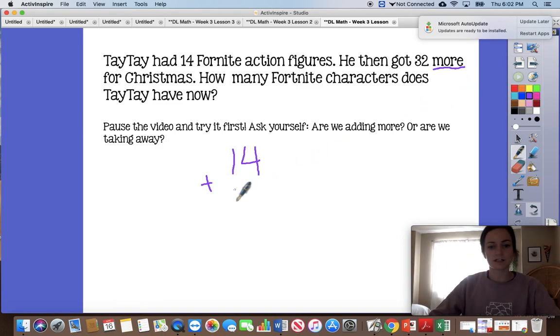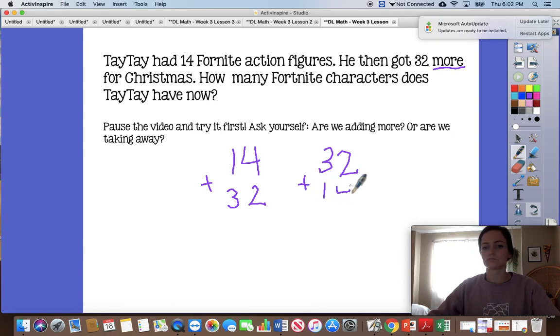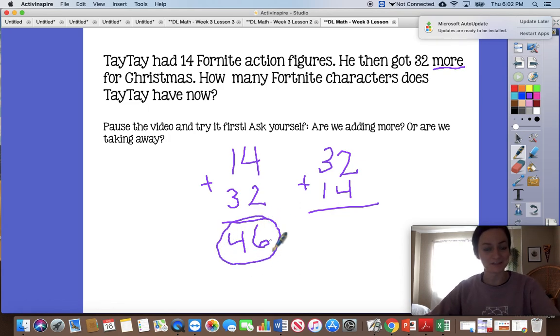Okay, so 14 plus 32. Now remember, I can write this also as 32 plus 14. Remember, when you're adding, it doesn't matter what order you go in. 3 plus 2 and 2 plus 3 is the same thing, right? So let's add our ones first. 4 ones plus 2 ones, 4, 5, 6. 1 ten plus 3 tens, 3 tens, 4 tens. So 46. Tay-Tay has 46 Fortnite action figures, if that really even is a thing. I don't know. Okay, let's look at another one.